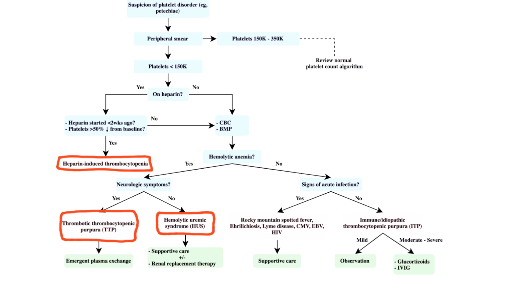If there is no hemolytic anemia, but the patient has signs of infection, we should think about conditions like Rocky Mountain spotted fever, ehrlichiosis, Lyme disease, cytomegalovirus, and so on. If there is no infection, then the most likely diagnosis is immune thrombocytopenic purpura.